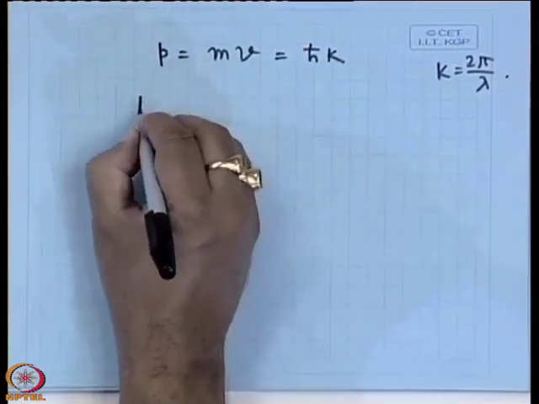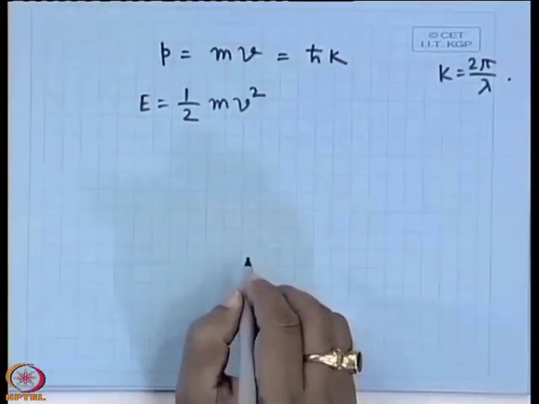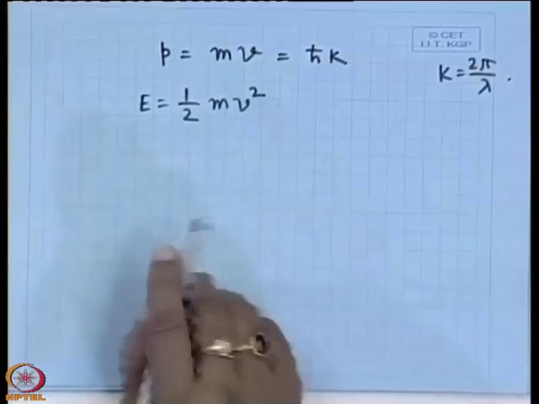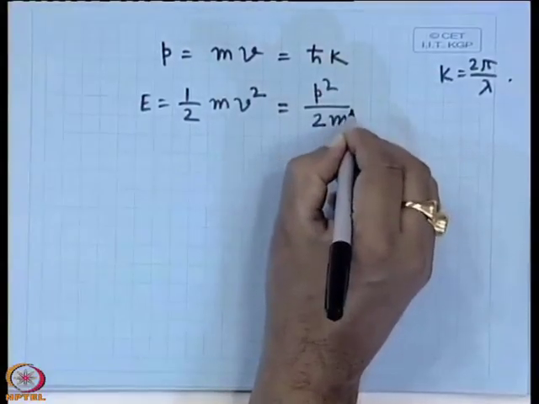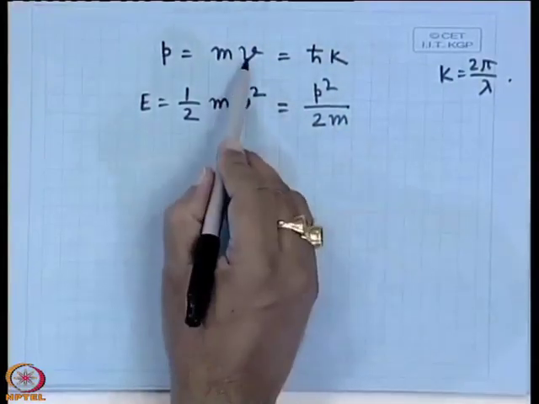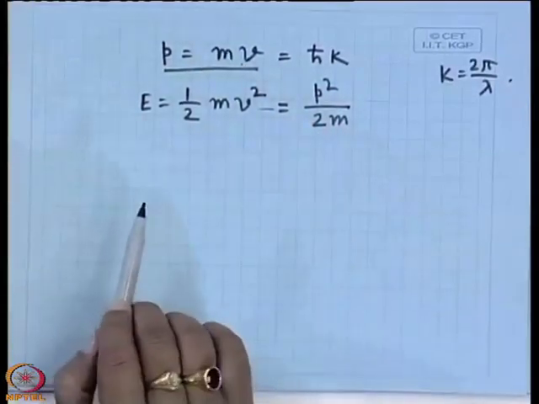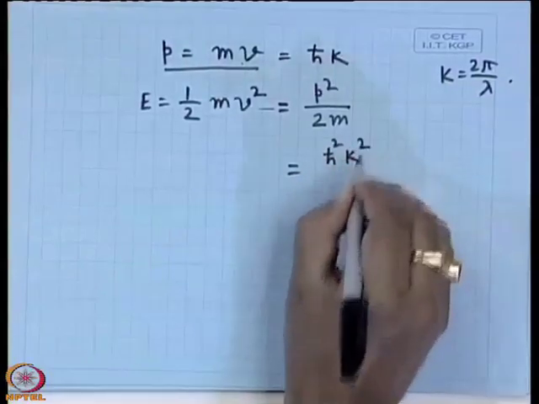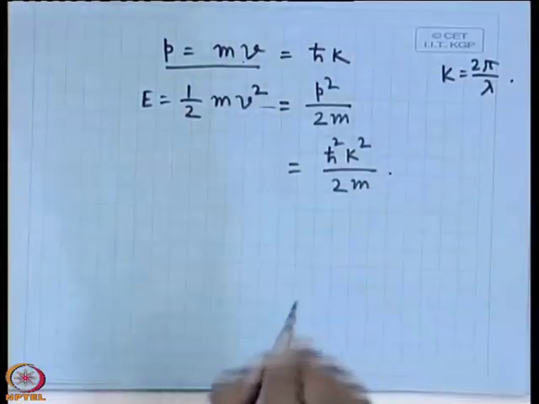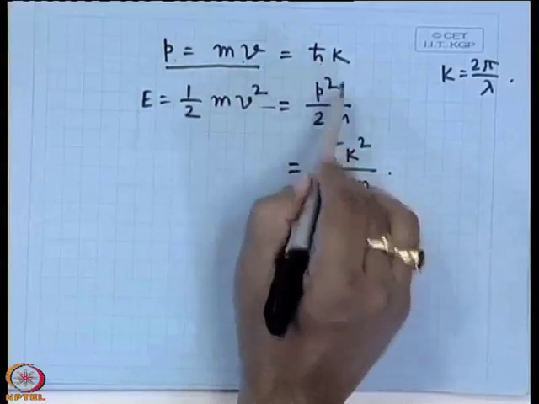Now, E equals half m v square, that you know, that is the kinetic energy. In our case it is the electron kinetic energy, that is equal to p square by twice m, because if you put v equals p by m from this equation here, then it will be p square by twice m. That means that is equal to h bar square k square by twice m, right, because p equals h bar k.